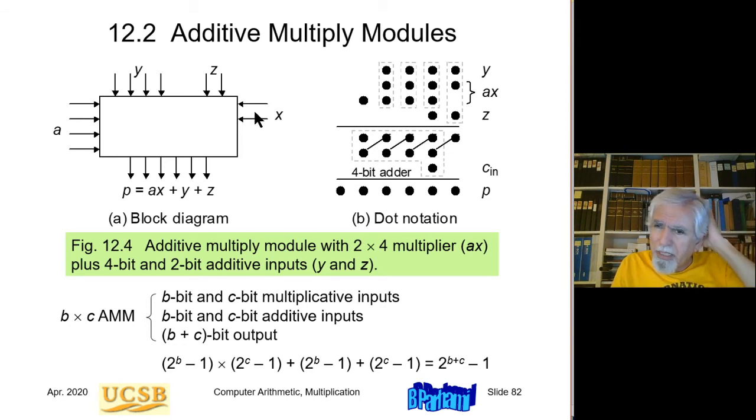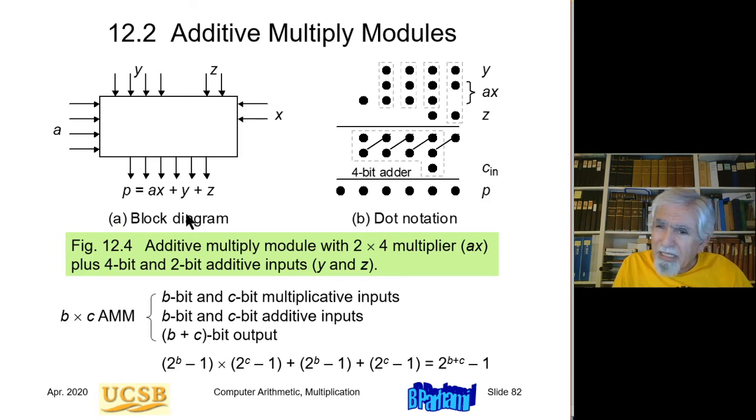So more generally, this is B bits wide, this is C bits wide, this is B bits wide, this is C bits wide, and then this is B plus C bits wide. And it's easy to verify that A times X, B bits times C bits, plus a B-bit number plus a C-bit number is representable in B plus C bits, and this equality shows. 2 to the B minus 1 times 2 to the C minus 1 is the maximum product of these two. 2 to the B minus 1 is the maximum value of this B-bit number, and 2 to the C minus 1 is the maximum value of the C-bit number. And if you simplify, you get 2 to the B plus C minus 1, which means it is representable in B plus C bits.